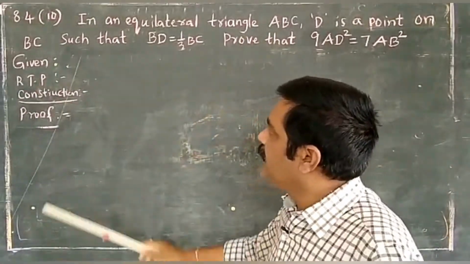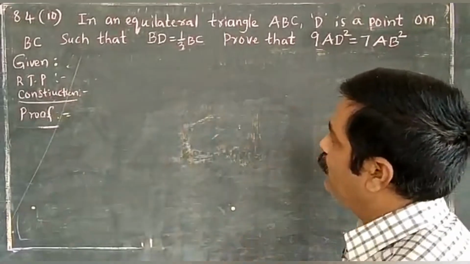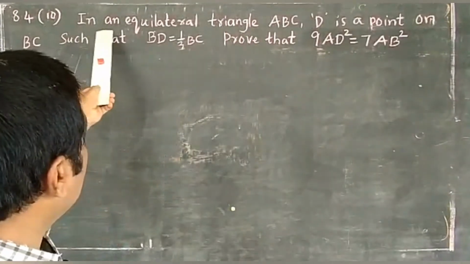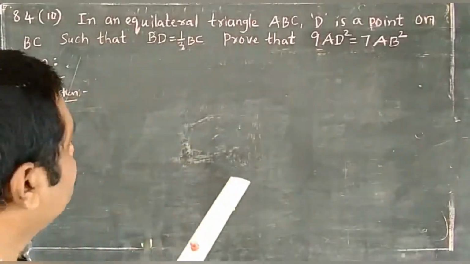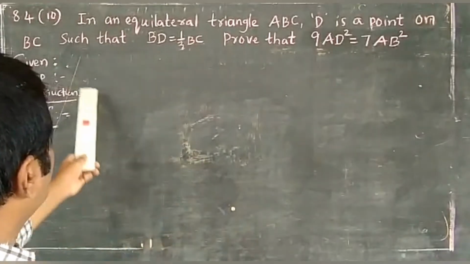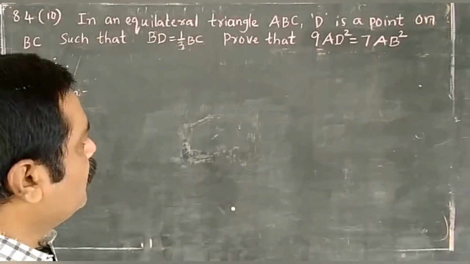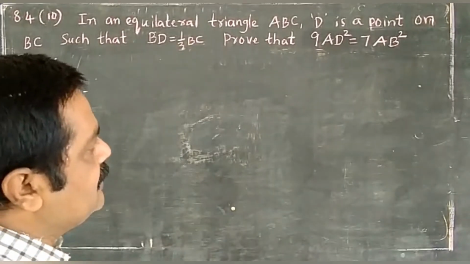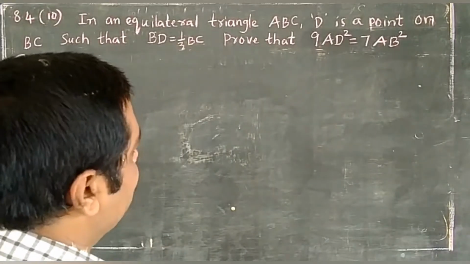This is the 10th question in the 8.4 exercise. The given information: in an equilateral triangle ABC, D is a point on BC such that BD is equal to 1 by 3 BC. Then prove that 9AD square is equal to 7AB square.